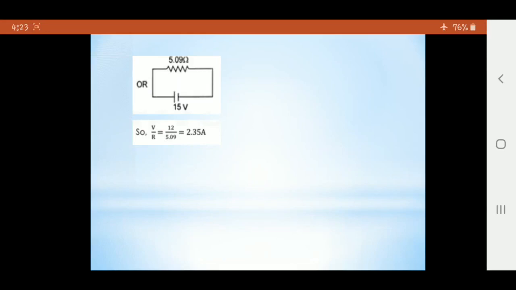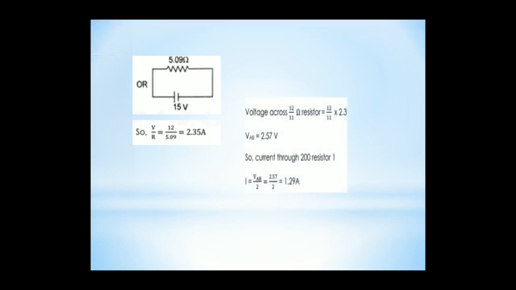So we can find the current through this circuit, which is equal to I. From Ohm's law, we know that I is equal to V by R. Here we have V equal to 12 volts and R equal to 5.09 ohms. By solving them, we get 2.35 amperes. We have to find the voltage across the 12 by 11 ohm resistor. V is equal to IR, I is equal to 2.35 amperes, and R is equal to 12 by 11 ohms. By solving them, we get voltage VAB, that is voltage between point A and B, equal to 2.57 volts.